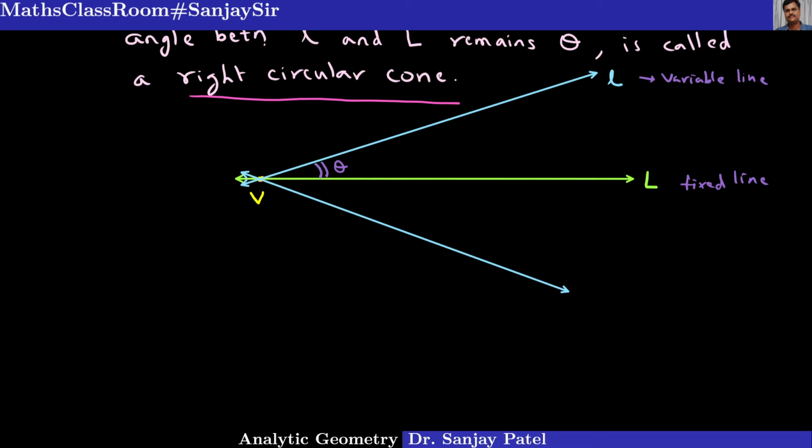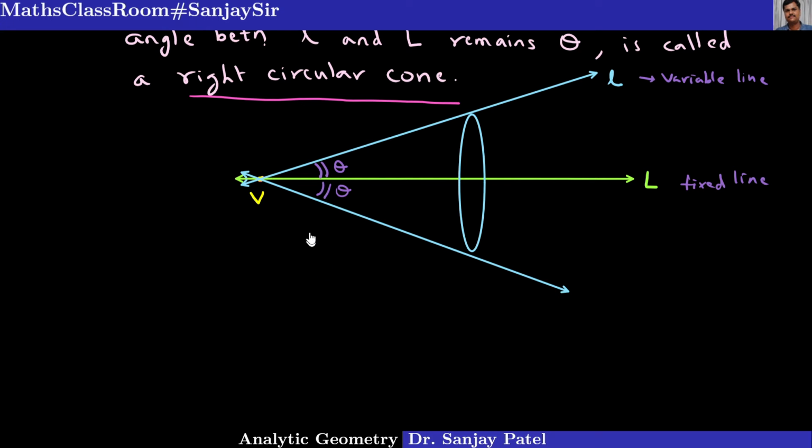So the angle between these two remains the same angle theta. The base curve of this surface will be circular, it will be a circle. Let me keep this circle over here. So if we rotate the variable line small l about the fixed line in such a manner that for all positions of the line small l, the angle between the two lines remains theta, then such a surface is called a right circular cone.